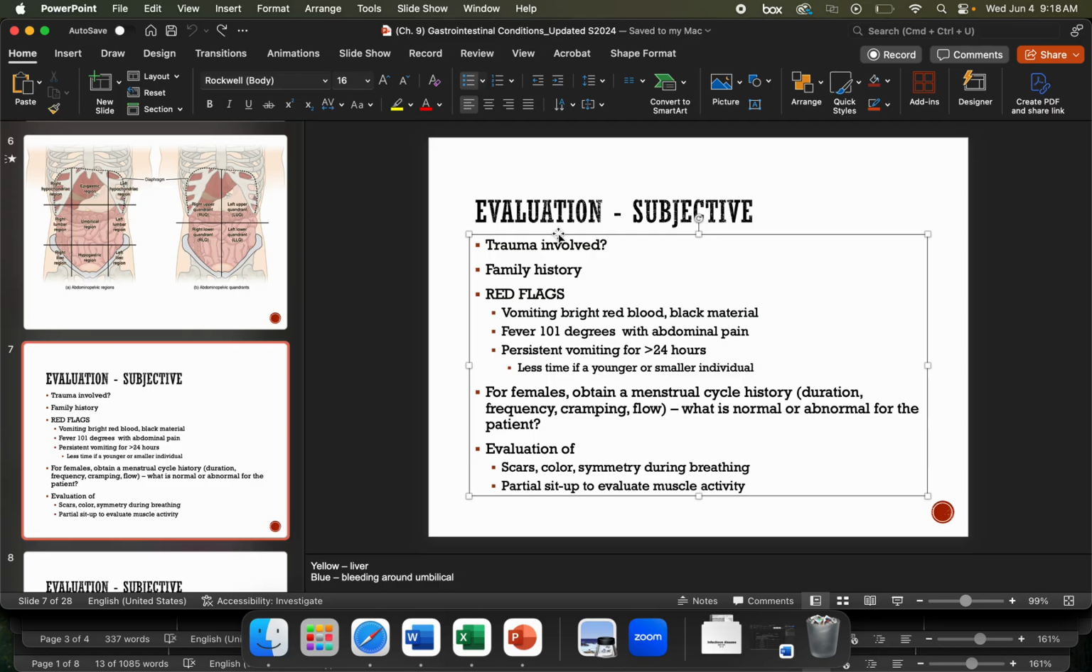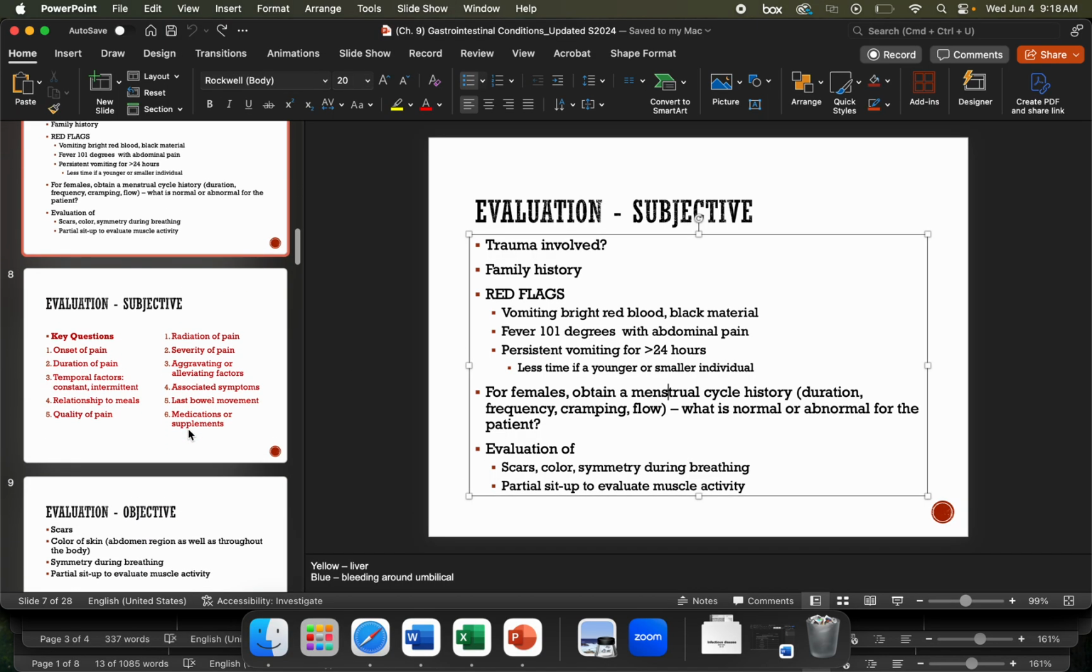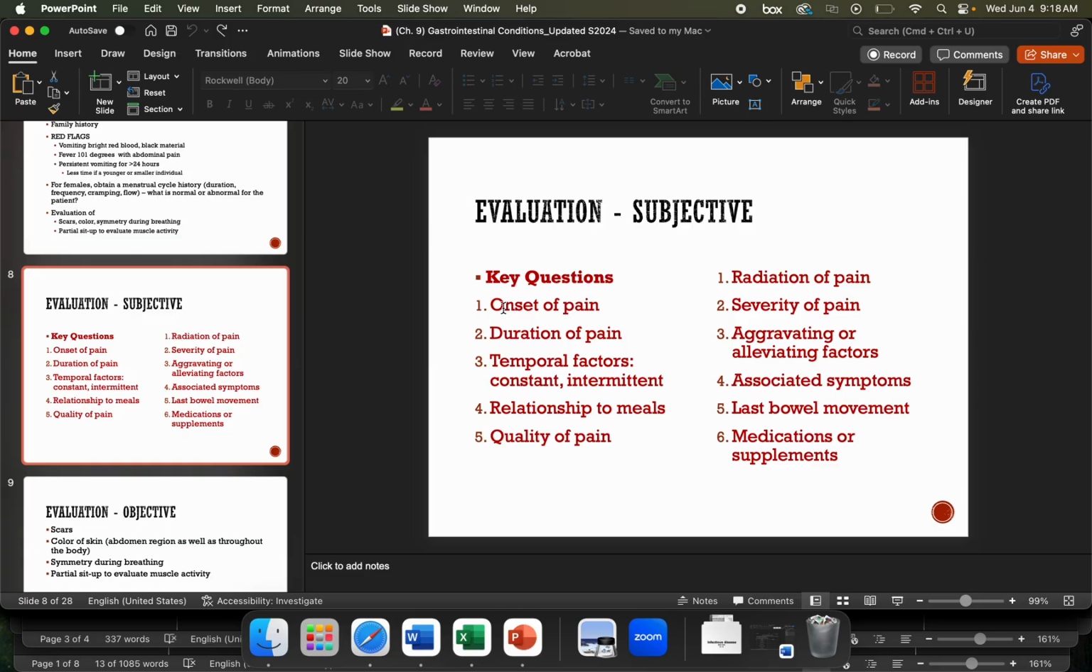Additionally, as part of our evaluation for females, we'll want to chat just a little bit about menstrual cycle history, if that seems to be something that should come up during our evaluation, and then any other things that we might look for during our observation. So key questions, obviously, are our regular history questions that we ask.